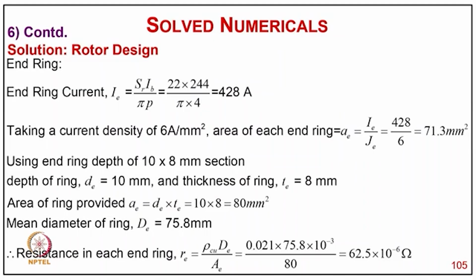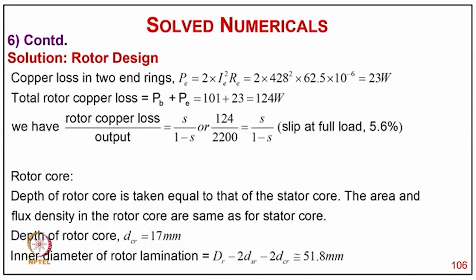Resistance of each end ring is rho Cu into DE upon AE, so it comes 62.5 × 10^-6 ohm. So copper loss in the two end rings is PE equals I square RE. It comes 23 watt. Total copper loss in the rotor PB plus PE is 124 watt. So we have rotor copper loss upon output equals S upon 1 minus S. So from here slip at full load comes 5.6%.